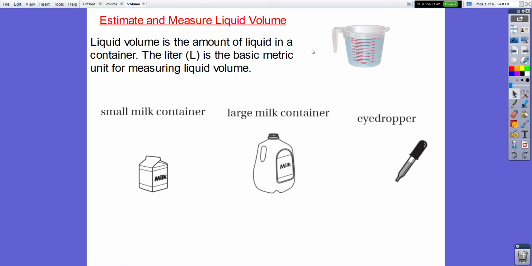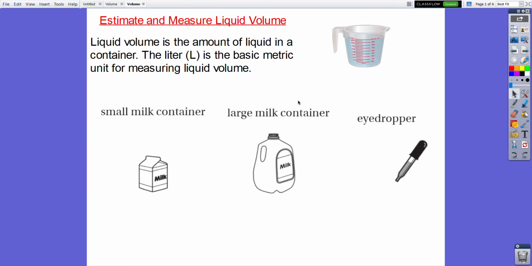Good morning, everyone. Today we'll have a new math lesson. It's chapter 10, lesson 7, and you can see this lesson in your book on page 599. Estimate and measure liquid volume.